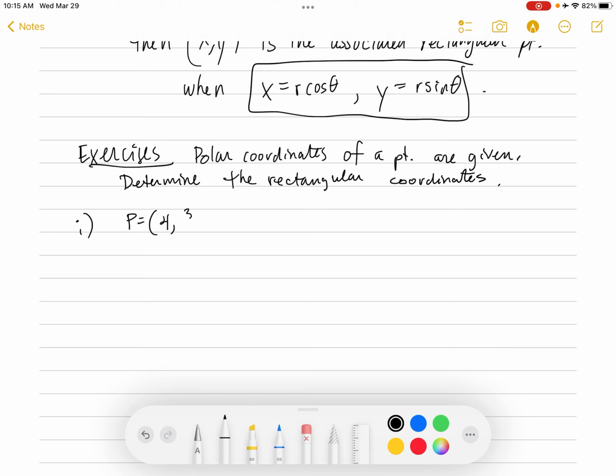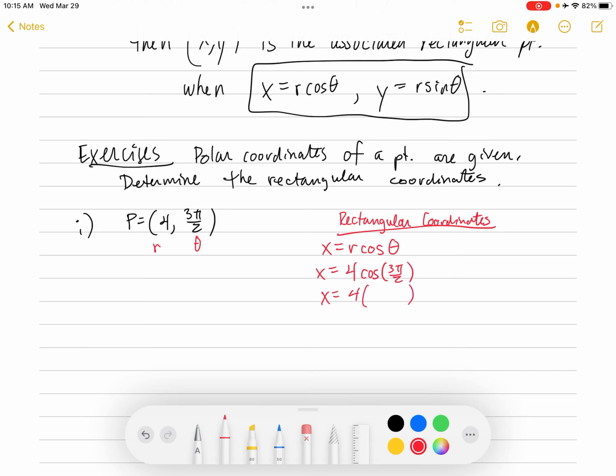So number one, here we have a point, 4, 3 pi over 2. This is polar. So here our r is 4 and our theta is 3 pi over 2. So if I wanted to find x, rectangular coordinates, I would say x equals r cosine of theta. In other words, x is 4 times the cosine of 3 pi over 2.